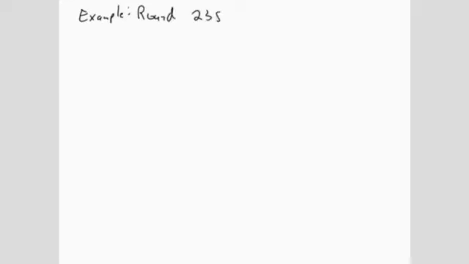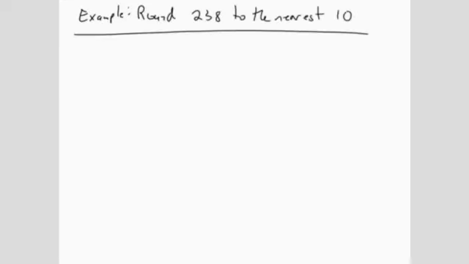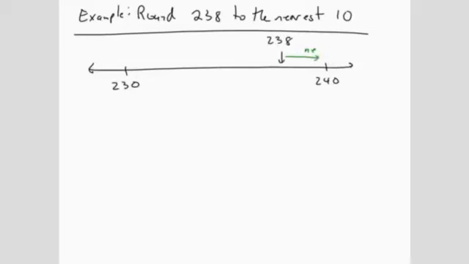Example, round 238 to the nearest 10. This problem asks you to find the multiple of 10 that 238 is closest to. If you look at a number line, 238 falls between the numbers 230 and 240. But if we think about it, it's much closer to 240 than it is 230. So we would say that 238 is approximately 240.